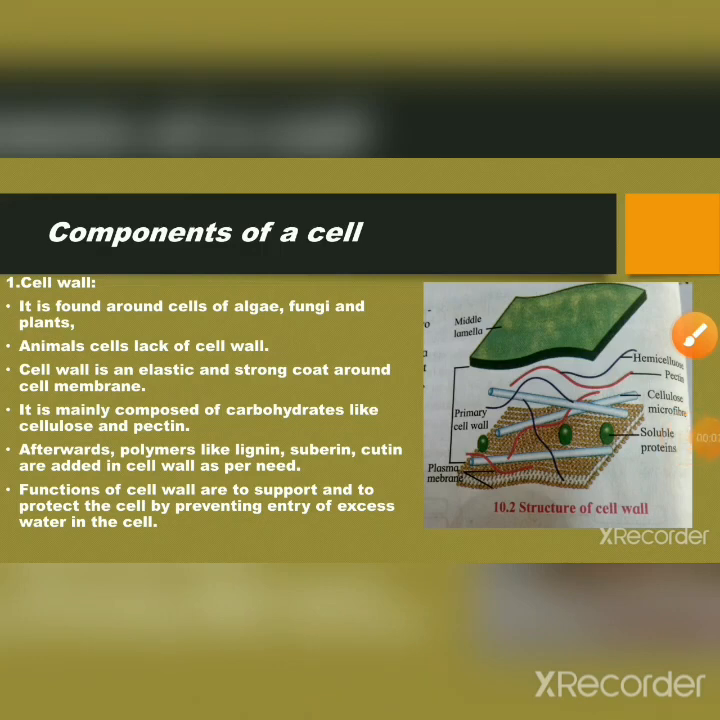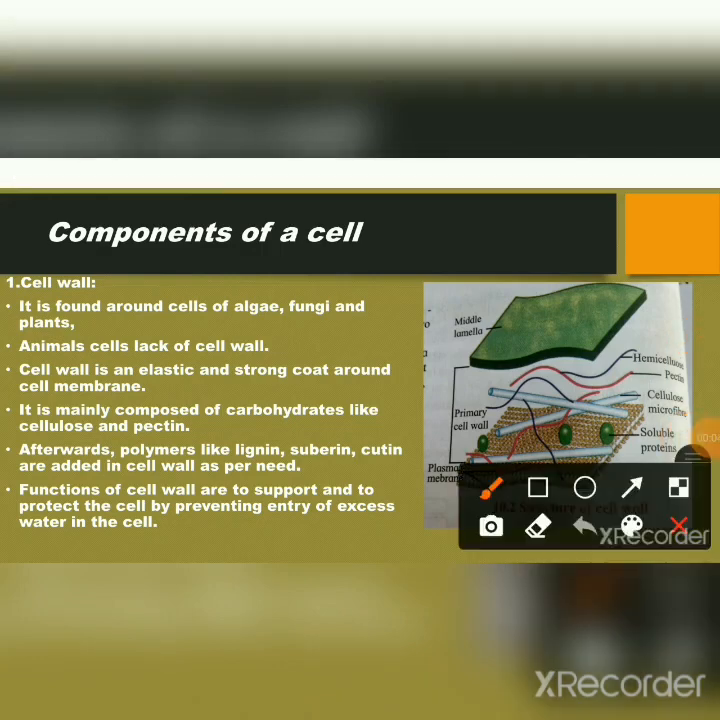Components of cell. First one is cell wall. With the help of the figure we'll see middle lamella, then primary cell wall, then plasma membrane is here, then hemicellulose is here, then pectin is here, cellulose microfibers are here and soluble proteins are here.